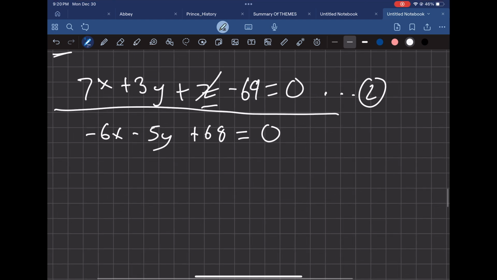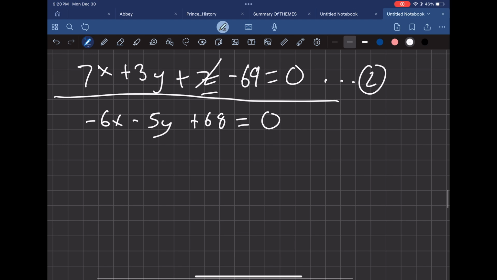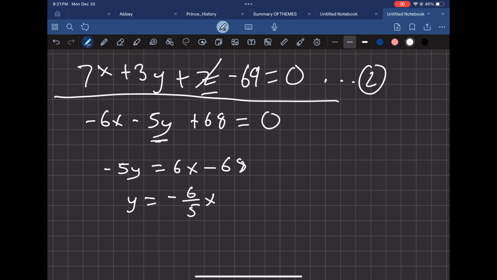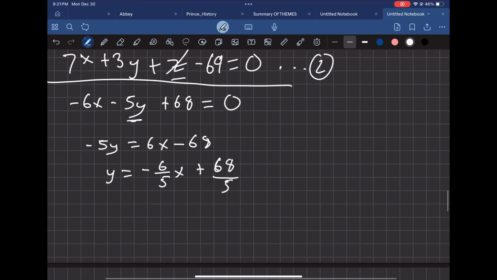And now we have to rearrange this equation in terms of some variable so that we can solve for the other equation. So we have negative 6x minus 5y plus 68 equals 0. I'm just going to solve for y in this case. So we'll move everything to the other side. So negative 5y equals 6x minus 68. So y equals negative 6 over 5x, since negative divided by negative is positive, plus 68 over 5. Okay, so that is our y value.